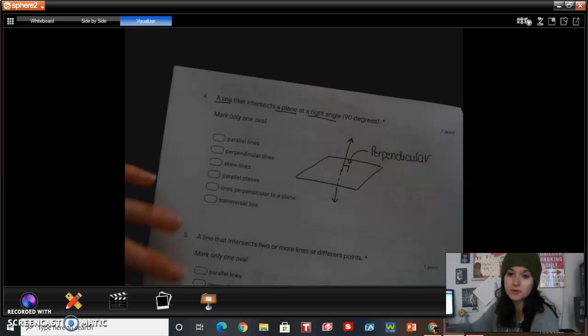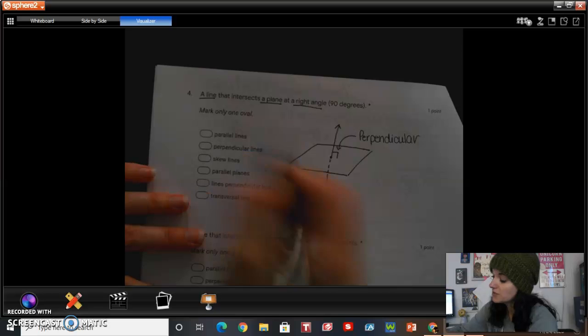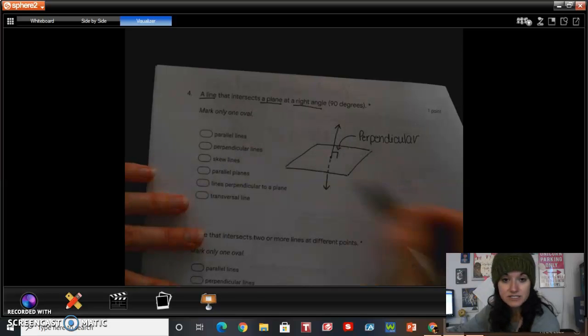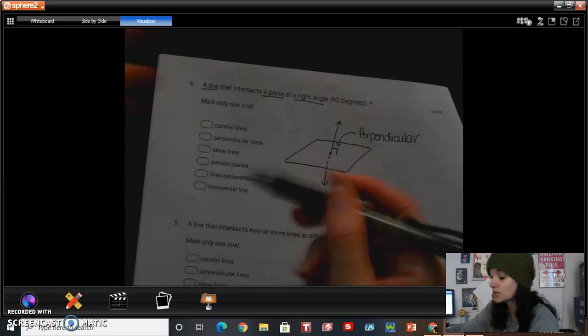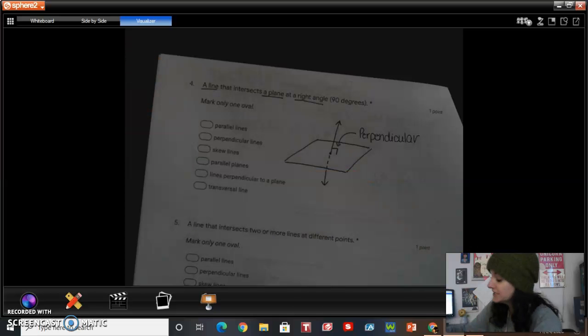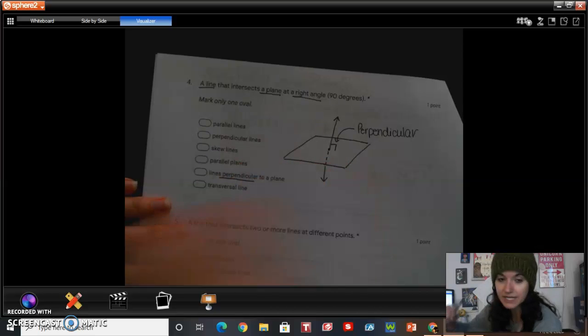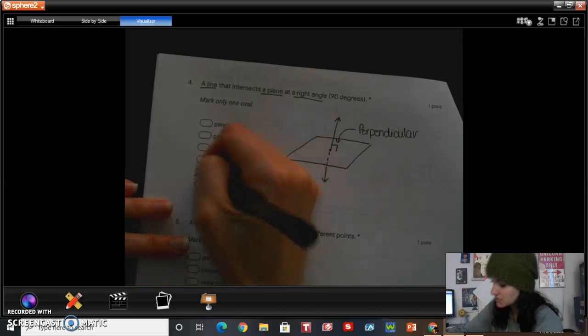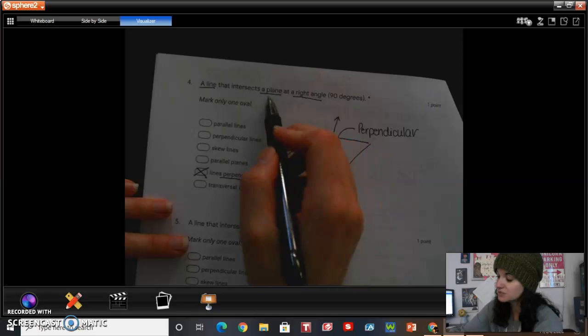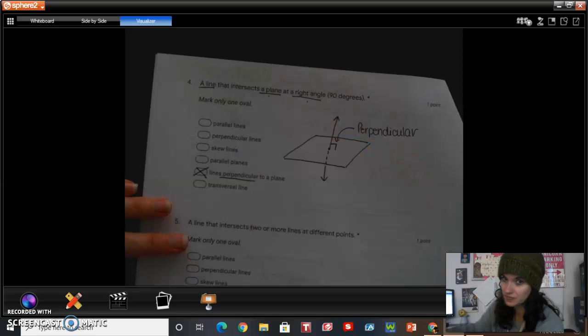Now we just have to identify what we're working with here. Well, they're not parallel lines. They're not perpendicular lines because it's not two lines. They're not skew. They're not parallel planes because we're not dealing with two planes. But is it lines perpendicular to a plane? Why, yes, it is, because it's a line that intersects a plane at a right angle.